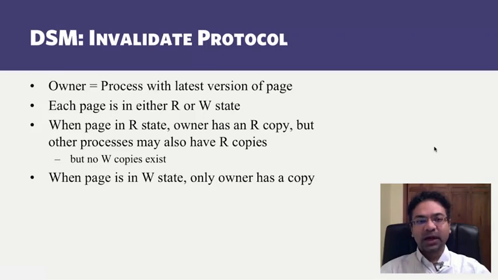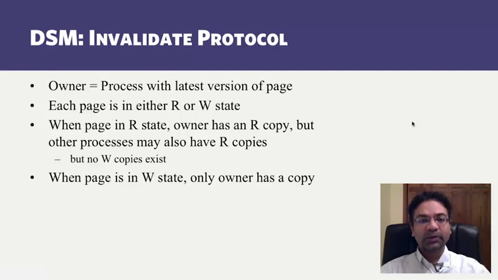When a page is in the R state, the owner has a read copy, but other processes might also have read copies. So this means that multiple processes are allowed to read a given page simultaneously. However, no write copies exist of that page. When a given page is in the W state, only the owner has a copy of the page. No other copy of the page exists at any of the other processes in the group. This means that essentially writes are exclusive, but reads can be shared with other processes.